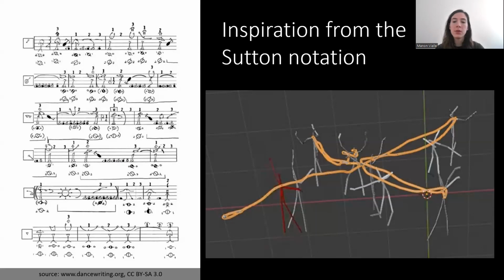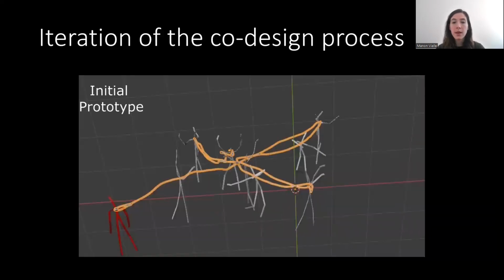We also took inspiration from the Souten dance notation to use key poses, also known as keyframes in computer graphics, which would be placed along the line of the solar plexus. These keyframes would visualize key moments of the choreography placed in the 3D space. This led to our first prototype.